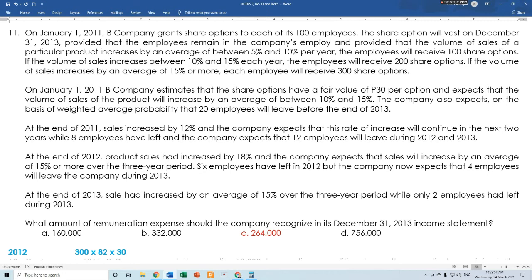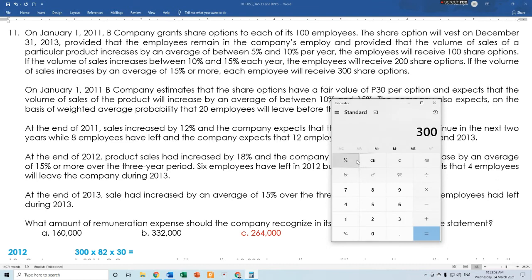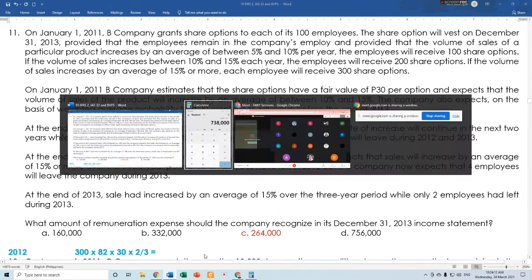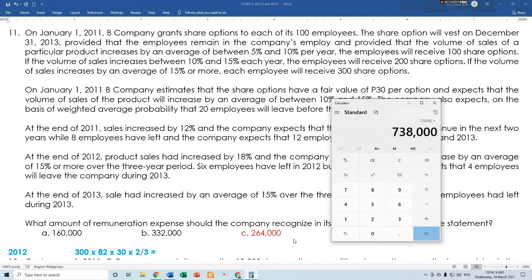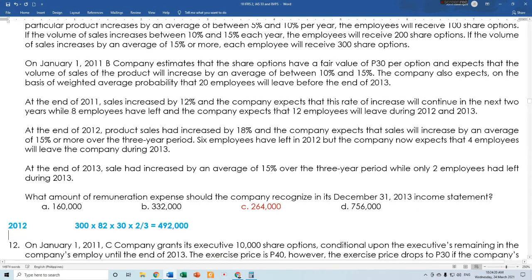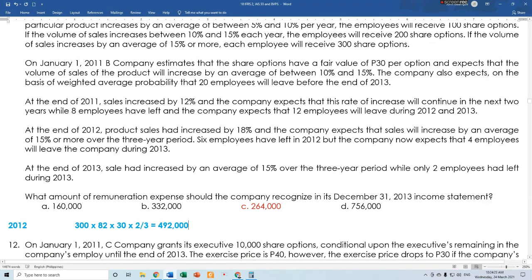Cumulative na lang agad tayo ha. Okay, so compute natin. That's going to be 300 times 82 times 30. Tapos 2 years na tayo, di ba? So tuloy na lang natin times 2/3. Okay, so times 2 divided by 3. So 492. Okay, para wala na tayong problema. This is the accumulated.